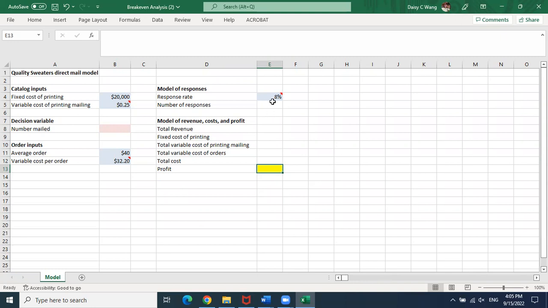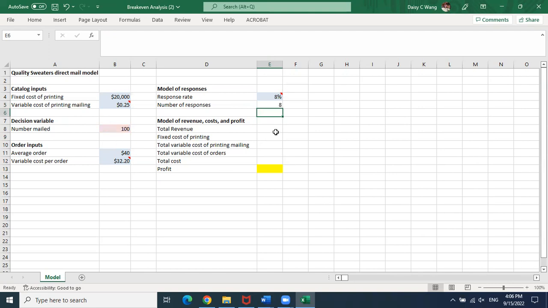So let's fill out some of the formulas here. This is a catalog business, right? In theory, let me put in 100. If we mail out 100 catalogs, the response rate is 8%. That means eight people who receive the catalog will probably place an order. So the number of responses will be 8% times the number we are going to mail out.